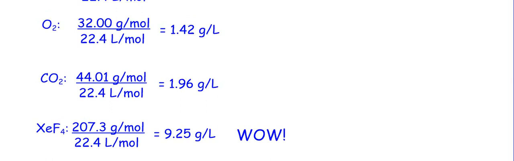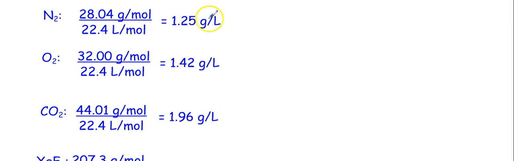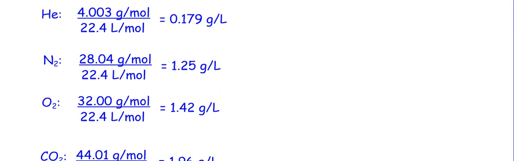Now, I gave you the variety here because look at nitrogen. If I consider that 75% of the atmosphere is nitrogen gas, that is about the density of our atmosphere. It's a little bit higher, but not by much. So if I'm looking at gases, will they sink or will they float? Helium will definitely float in air. Look at that, 0.179 instead of 1.25. It's much less dense, so it's going to float. Oxygen is kind of close. It'll probably sink a little bit.